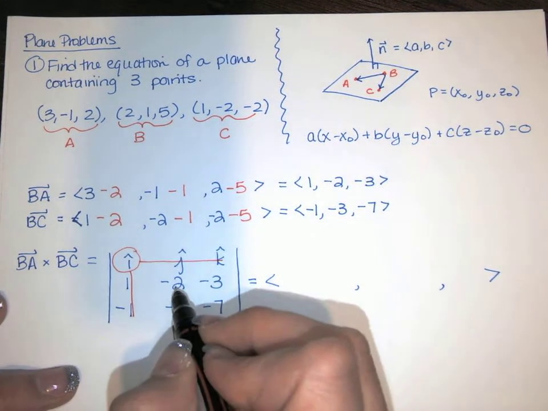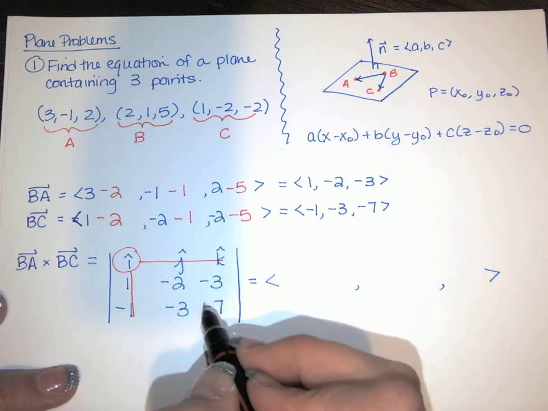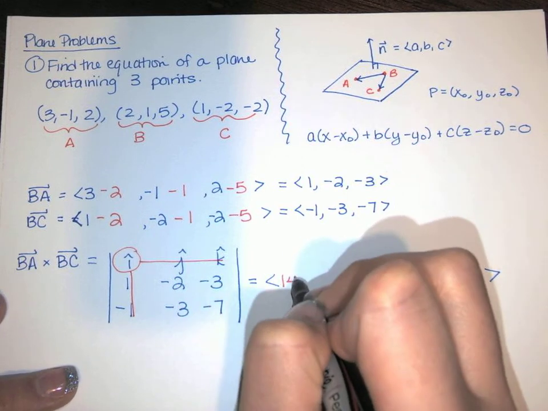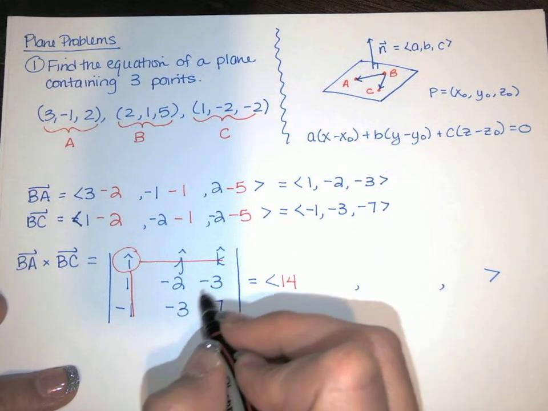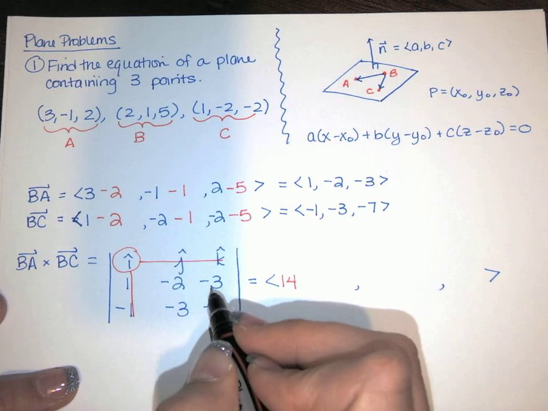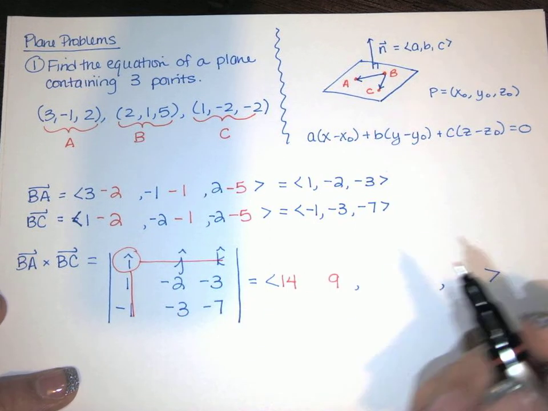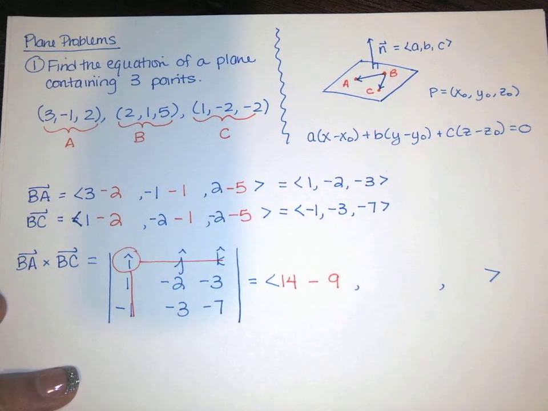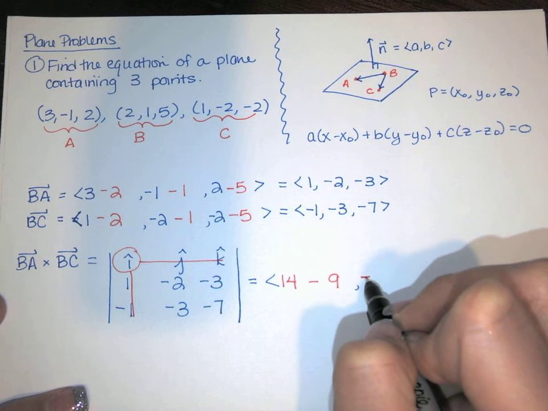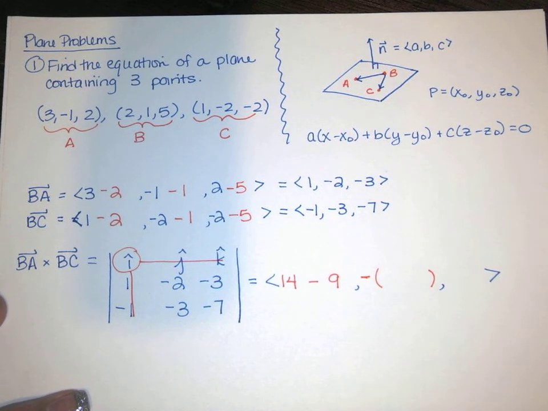So you multiply across this diagonal. -2 times -7 is +14. And multiply across this diagonal. -3 times -3 is 9. And then you subtract them. And then you always subtract what you get next.